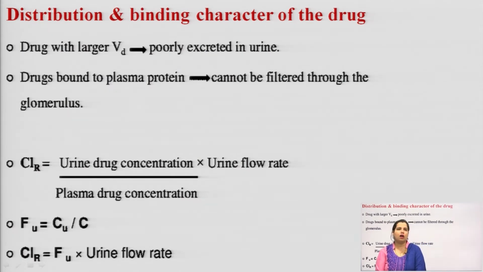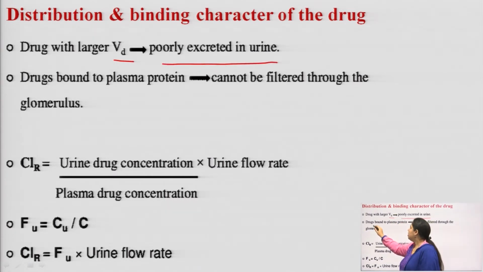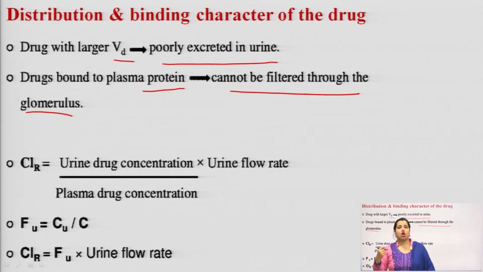Drugs with a larger VD, that is apparent volume of distribution, are poorly excreted in urine. Those drugs usually have a larger volume of distribution, so they are poorly excreted in urine. Drug bound to plasma protein cannot be filtered through the glomerulus. That means the GFR process will not occur for drugs that bind to plasma protein with good affinity.